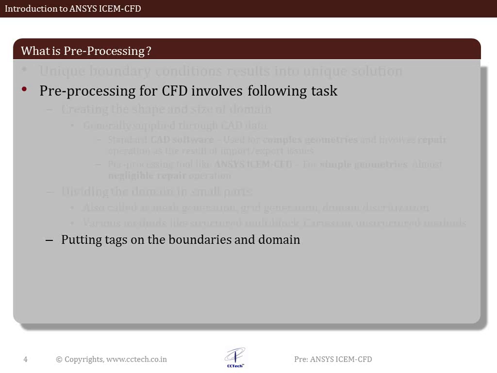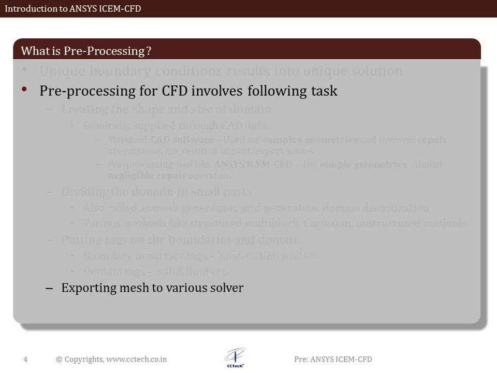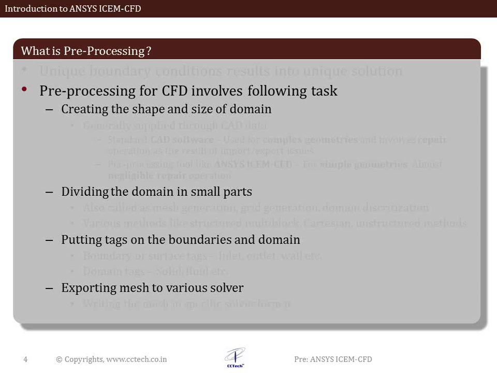Once the correct grid is generated, the next activity is putting boundary tags as well as domain tags. The boundary tags involve labeling the surfaces of the domain with labels like inlet, outlet, or wall. The domain tagging involves labeling the volumes as solid or fluid. All this information is then exported in a correct file format understood by a CFD solver. So, to summarize, the overall pre-processing activity involves geometry modeling, grid generation, boundary taggings, and mesh export. Now let's look at the fundamental definition of a grid or a mesh.